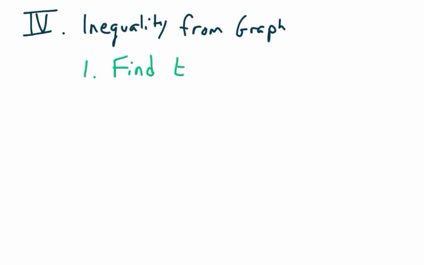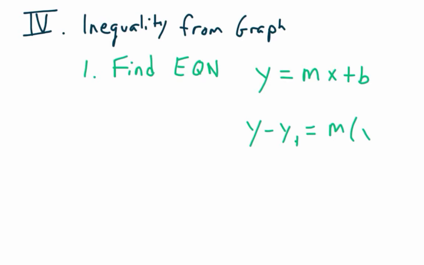So first thing is find the equation. Look at the boundary line and come up with an equation from that. Typically if you have a graph, it's probably going to be easiest just to use y equals mx plus b, because you'll probably be able to see the y-intercept. If not, you could go back to point-slope form for the line. If you can find any one point on the line, put that in for x1, y1, and then find the slope. But typically y equals mx plus b is going to work.